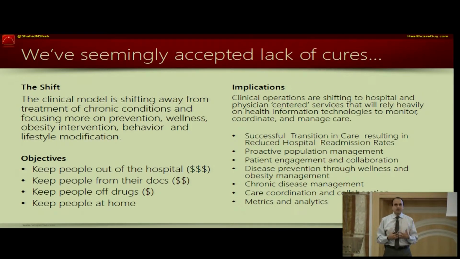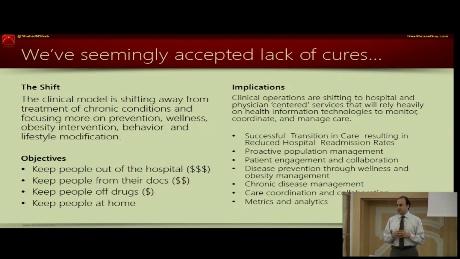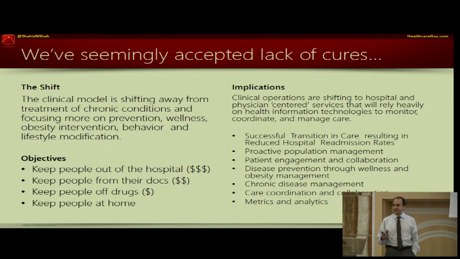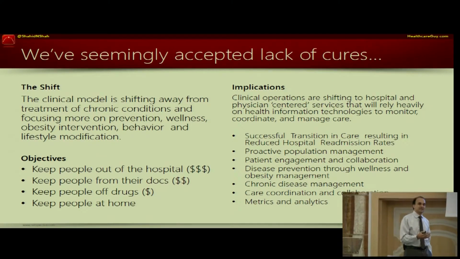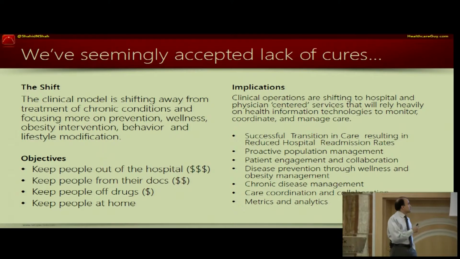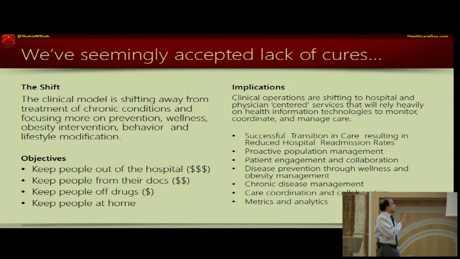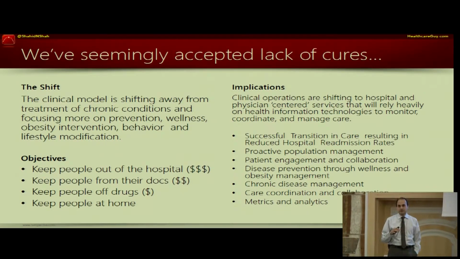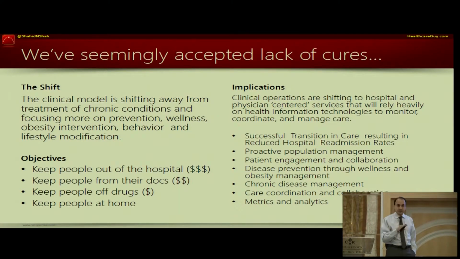So in the US, we've basically accepted, and many of you are from the pharma industry, so you'll like this, that we cannot seem to cure things anymore. We only seem to take care of things now going forward. So if you think about the clinical model shifting away from curing a disease to caring for the disease, what are the things that we're looking for?